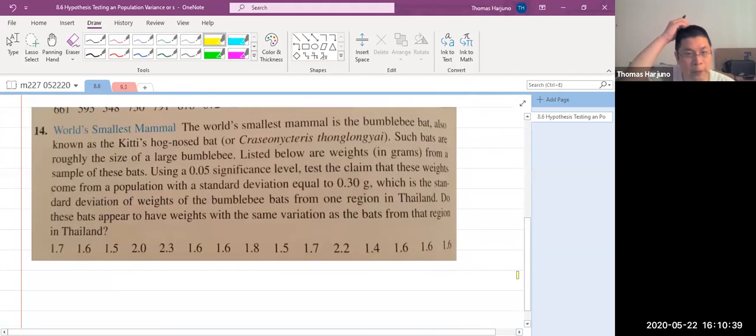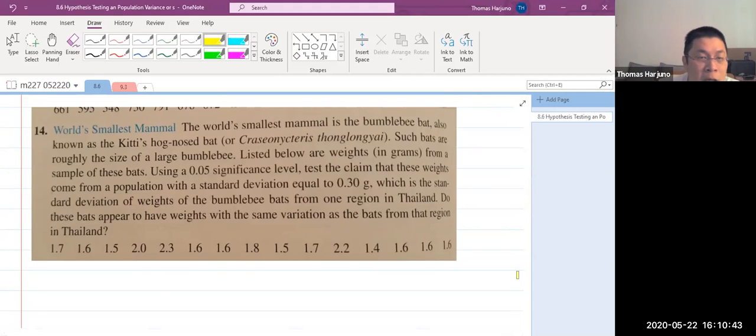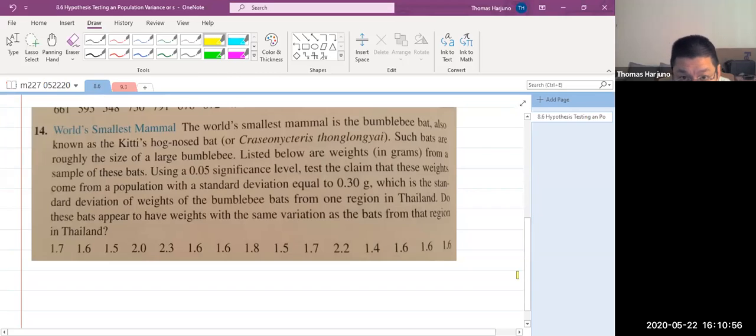On number 14. We have done this type of question many times in 8.4 and 8.5, and we see that again here. Okay, the same information, I believe. We are going to do hypothesis testing on the variance or standard deviation of the weights of the world's smallest mammal.